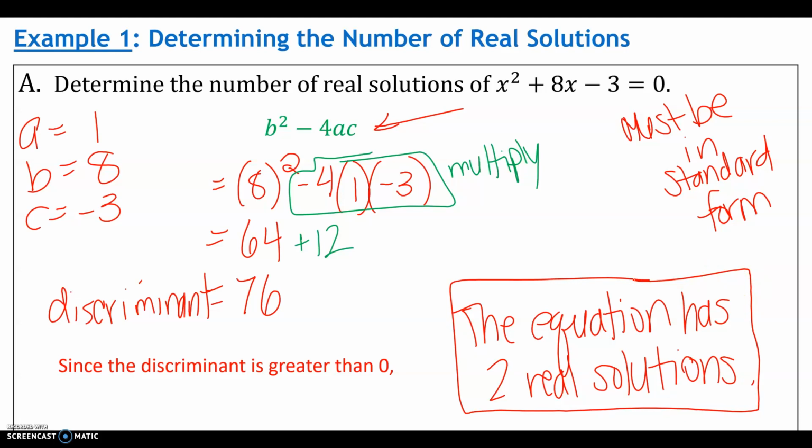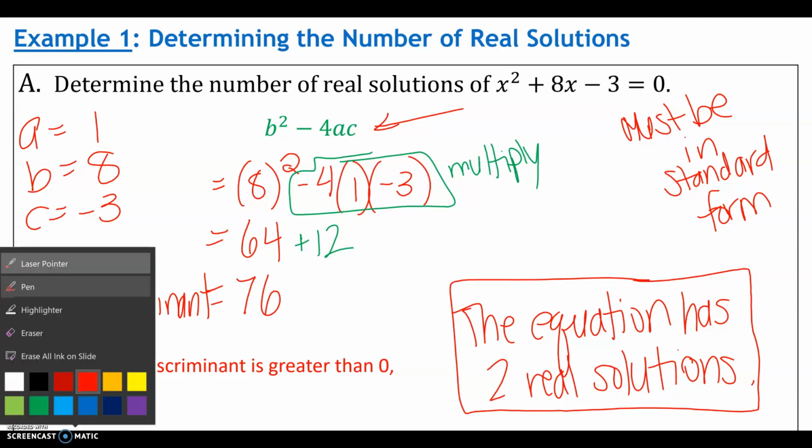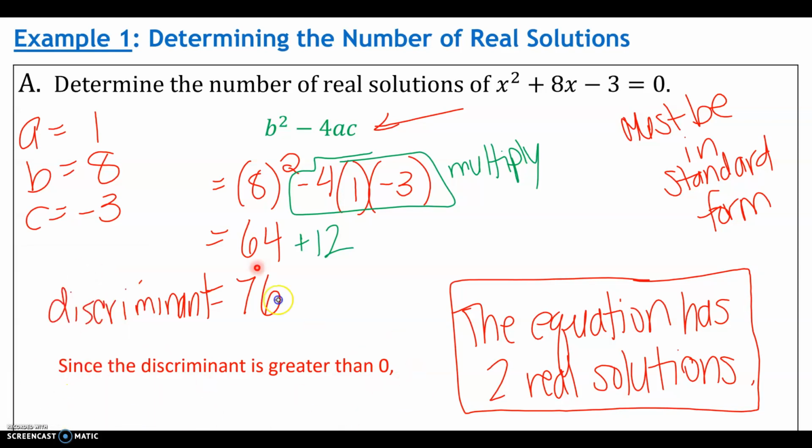So you plugged in your numbers, you got the discriminant of 76, but because the discriminant was greater than 0, if you look back at your lovely pictures, it crossed the x-axis twice somewhere. I don't know where, nor do I care. And it means that you had two real solutions. Okay, so again, you're not solving these. All right, let's do another one.